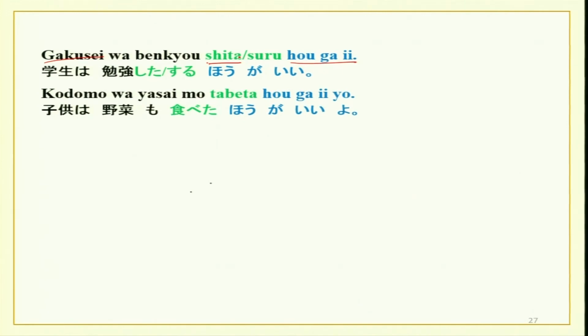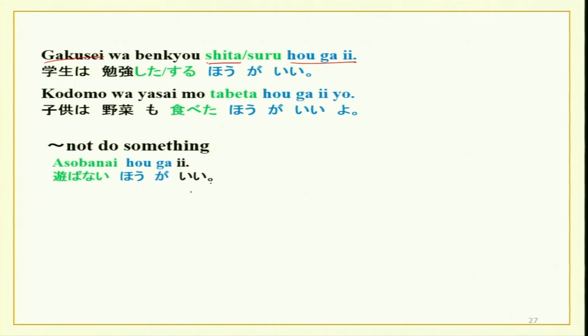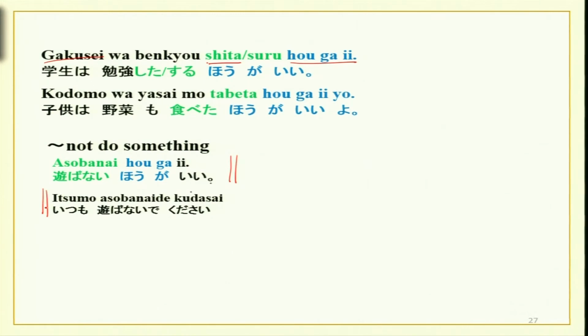Kodomo wa yasai mo tabeta hoga ii yo. So your mother is saying, or the doctor is telling you, kodomo wa yasai mo tabeta hoga ii yo. It is better that children have vegetables as well. You can also use it for not to do something. Asobanai hoga ii. And I am sure this you have heard a lot from your mother. It is better that you do not play this much. So this is not a literal translation, but this is what your mother would say. Asobanai hoga ii. Itsumo asobanai hoga ii.